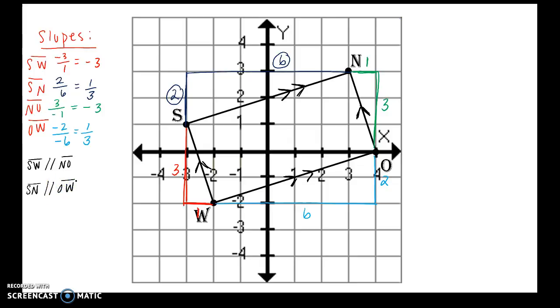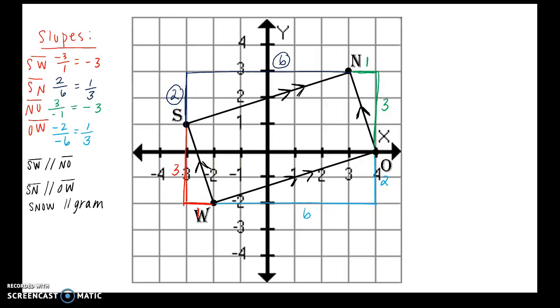Okay, so what do these two things mean? Automatically, I know SNOW is a parallelogram. How do I know it's a parallelogram? Because by definition in a parallelogram, opposite sides are parallel. All right, so there's 2 pairs of opposite parallel sides.